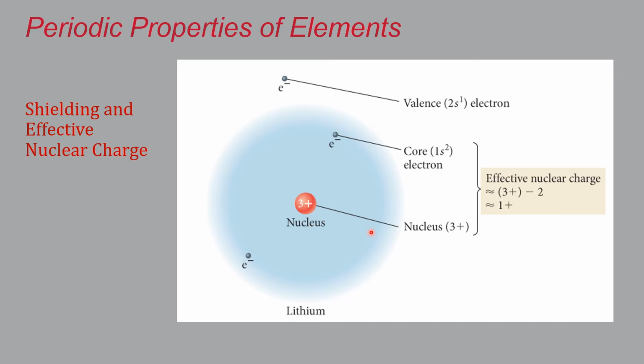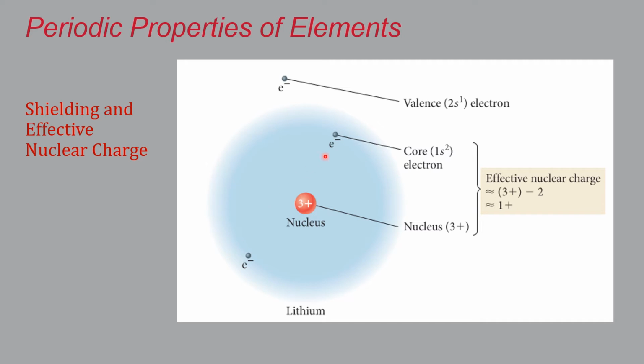So what I've got here, stolen shamelessly from your text, is a figure of a stylization of a random lithium atom. Lithium is element number 3. It has a +3 nucleus because it has 3 protons. Now, electron configurations. Lithium has 3 electrons. 2 of them are 1s electrons, so that would be this one here, this one here.